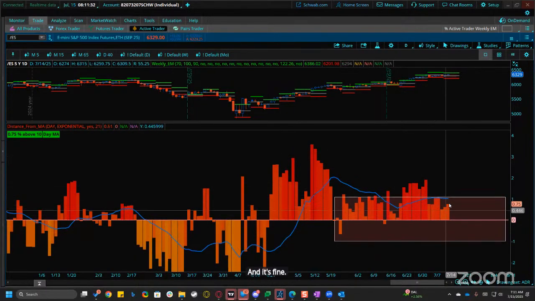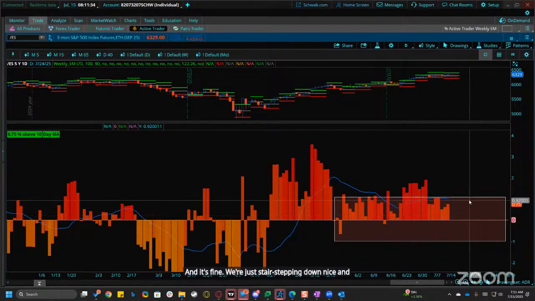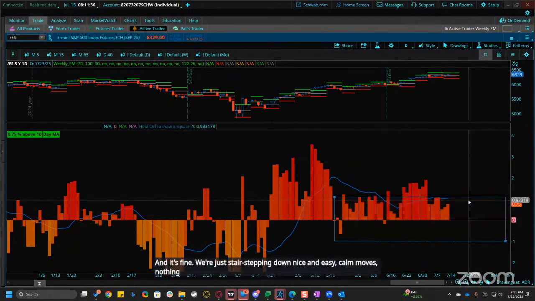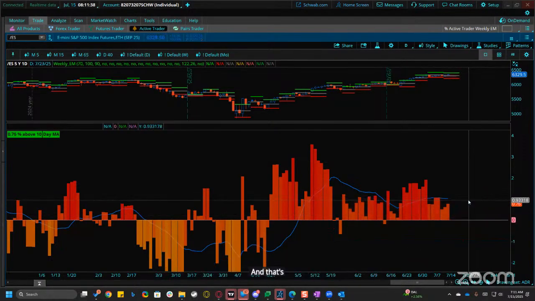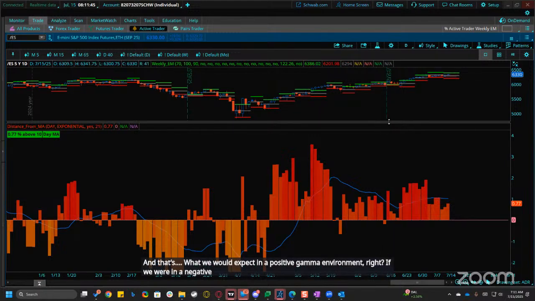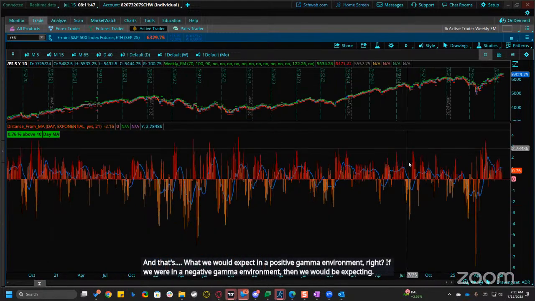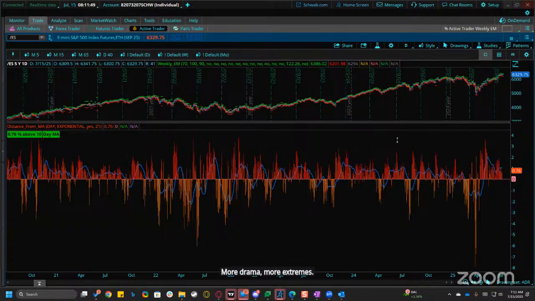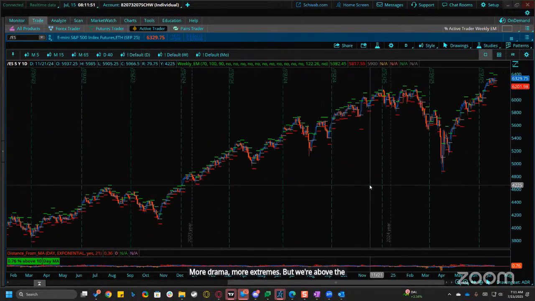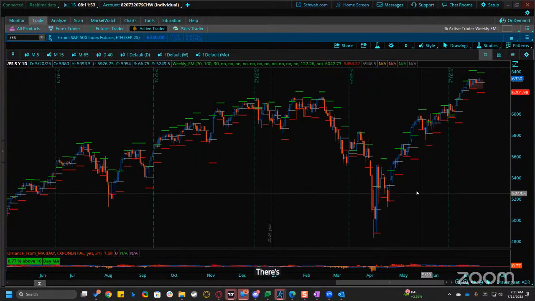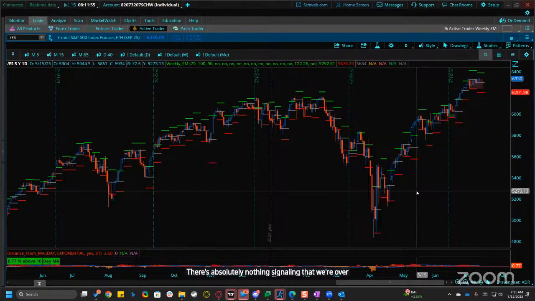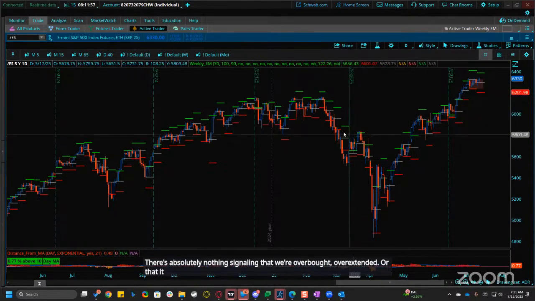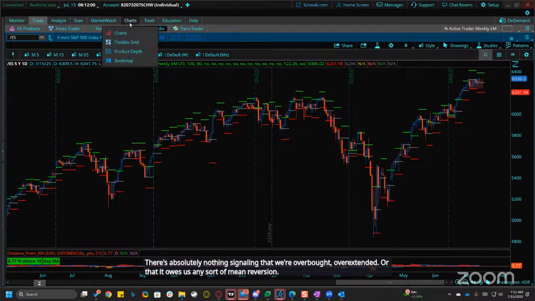We're just stepping down, nice and easy, calm moves, nothing extreme. And that's what we would expect in a positive gamma environment, right? If we were in a negative gamma environment, then we would be expecting more drama, more extremes. But we're above the 10, we're doing fine. There's absolutely nothing signaling that we're overbought, overextended, or that it owes us any sort of mean reversion, because it doesn't at this point.